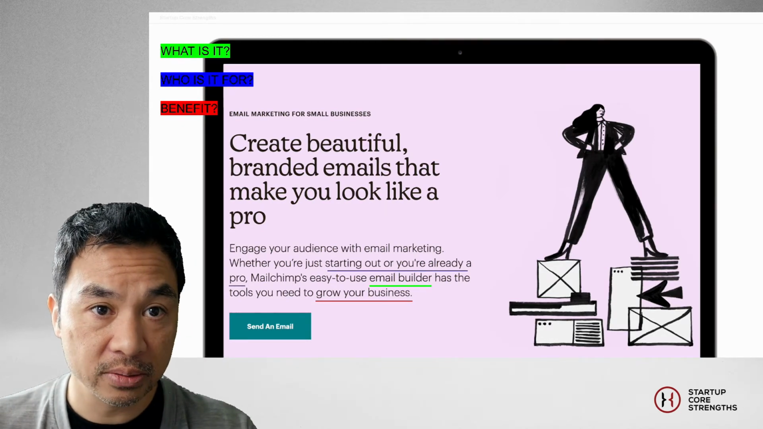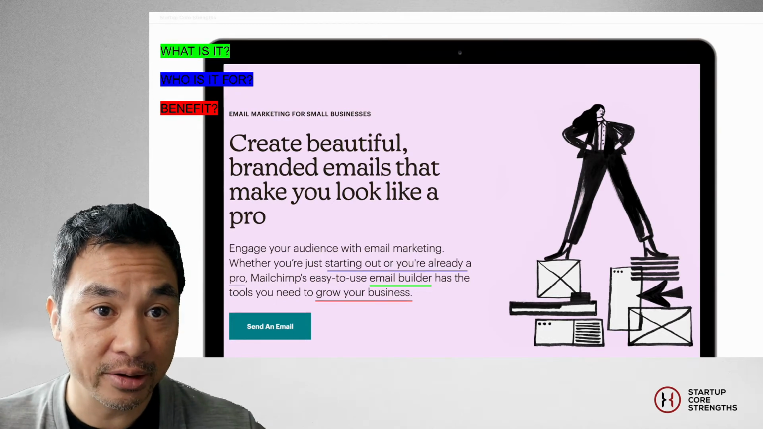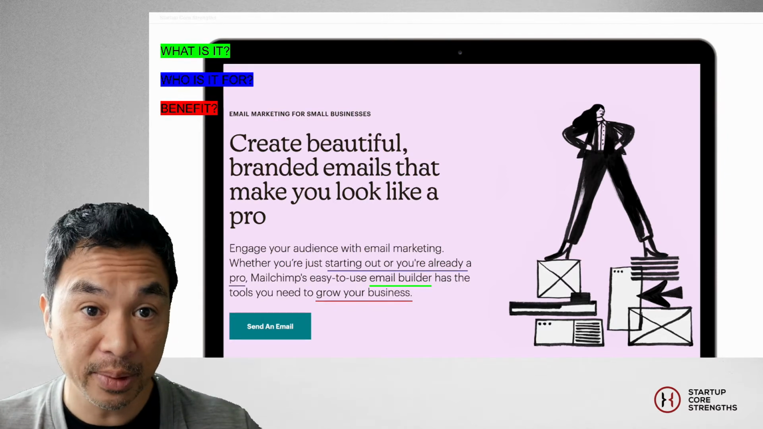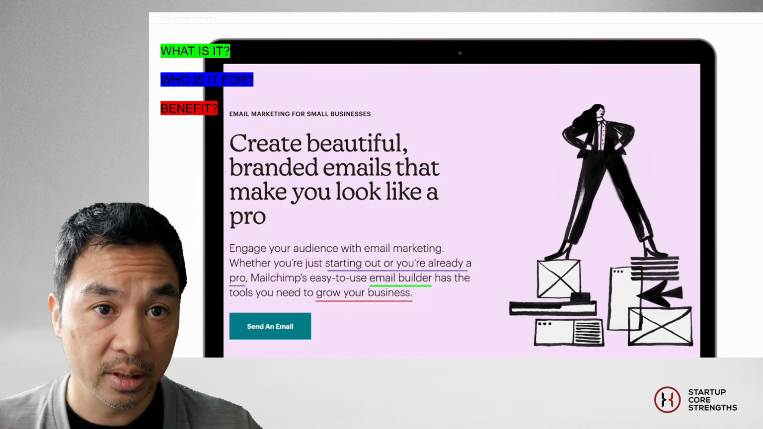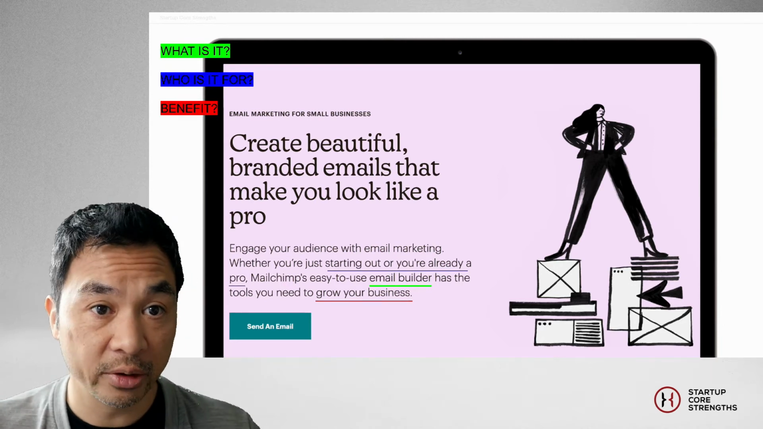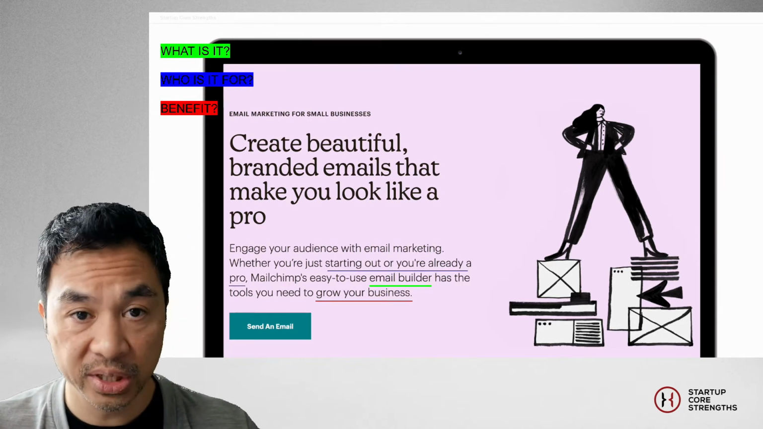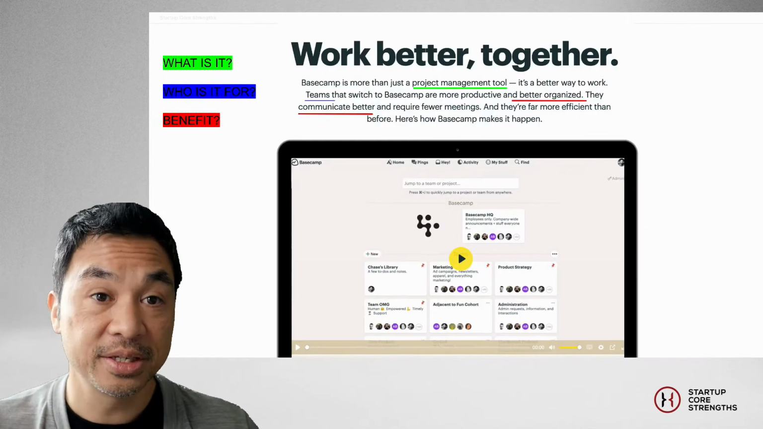Engage your audience with email marketing, whether you're just starting out or you're already a pro. MailChimp is easy to use. Email Builder has tools that you need to grow your business. Okay, so what is it? It's an email builder. Who's it for? If you're just starting out or if you're a pro, okay? What's the benefit? Grow your business. Pretty clear. This is Basecamp.